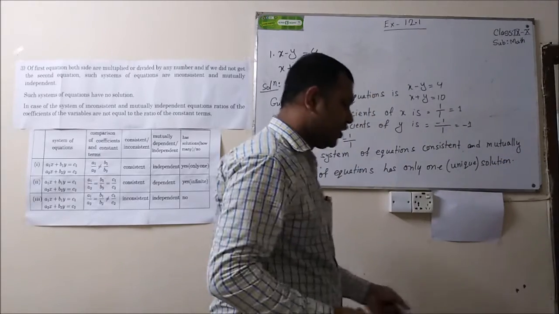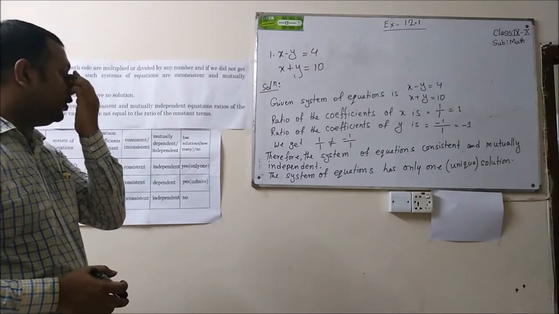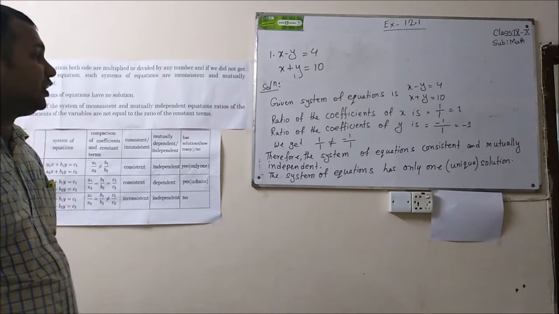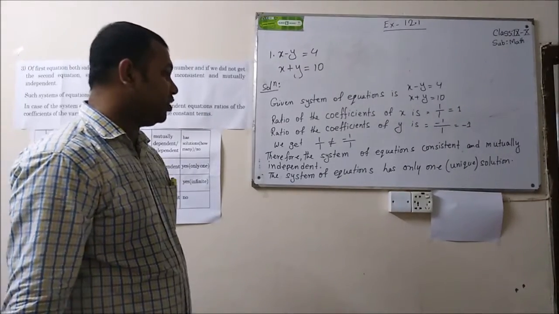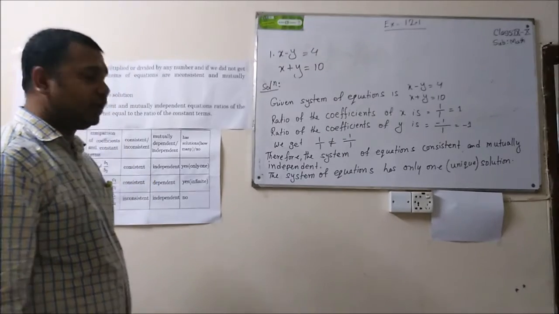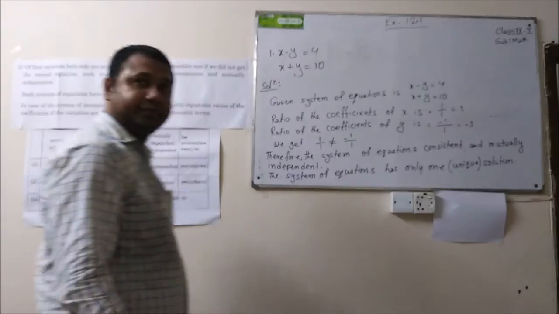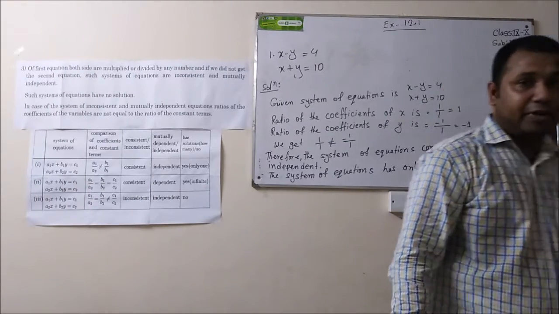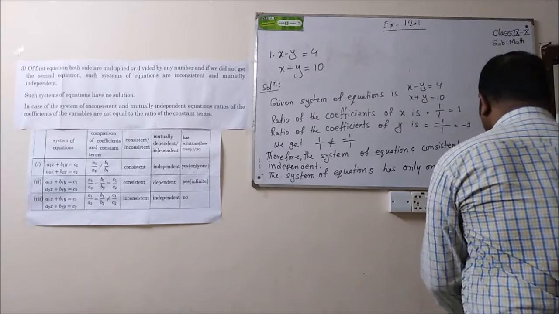So I think you understand the question of how we are going to solve question number 1. So it just goes to write this answer: consistent, mutually independent, and there is only one solution. So I think you understand. Now we are going to solve the second question.